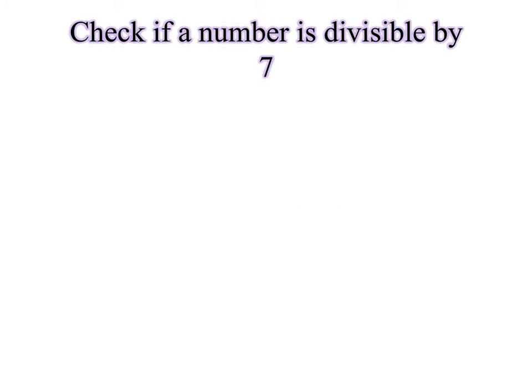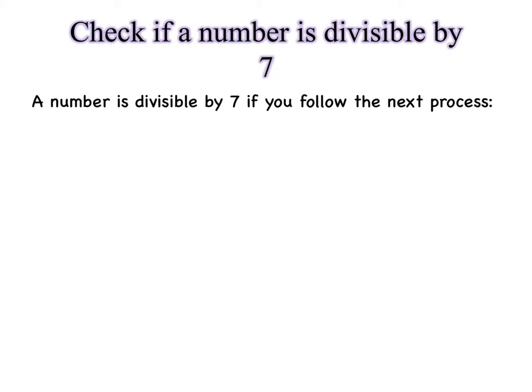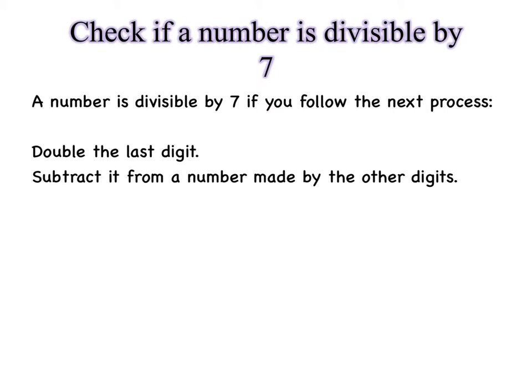The last one we are going to look at today is to check the divisibility for 7. Now, this one is slightly difficult. However, it is still possible. A number is divisible by 7 if you follow this process. You take the last digit and double it. Then you subtract it from a number made up by the other digits. And then the result must be divisible by 7.